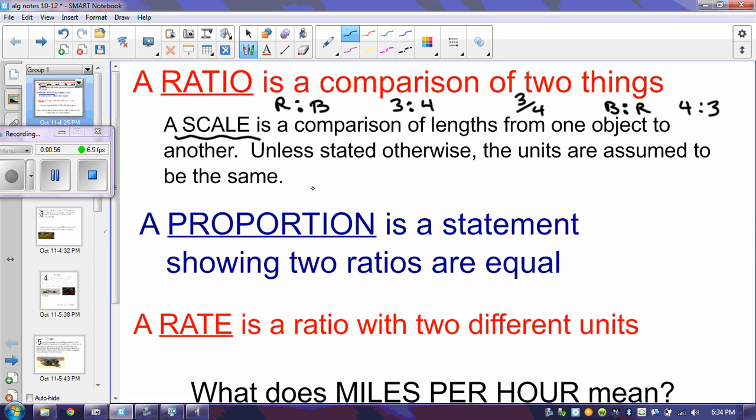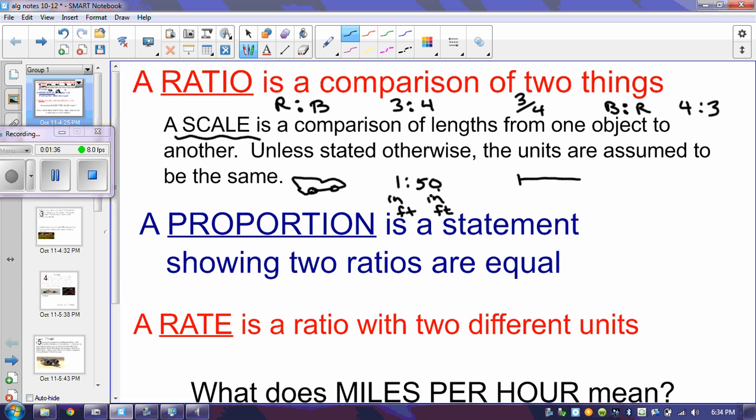For example, if you are going to make a model car to represent a real car, you might have a scale, and that scale might say for every 1 unit on your model, it represents a distance of 50 units on the actual car. So every 1 inch on the model would represent 50 inches in the actual car. Every 1 foot on the model would represent 50 feet on the actual car. When there's no labels indicated on your scale, it says no matter what unit of measure you're using, the other item is using that same unit of measure.